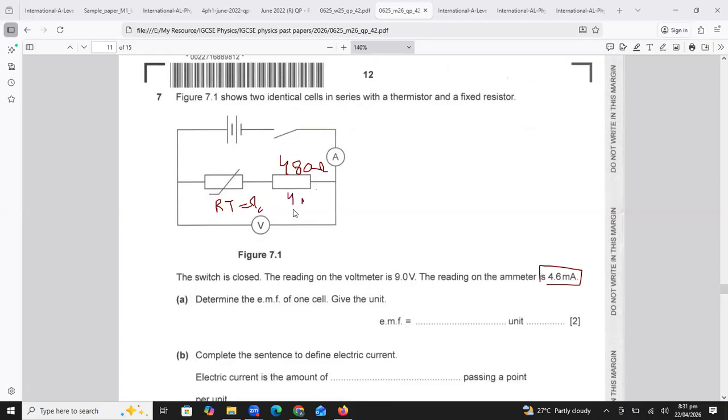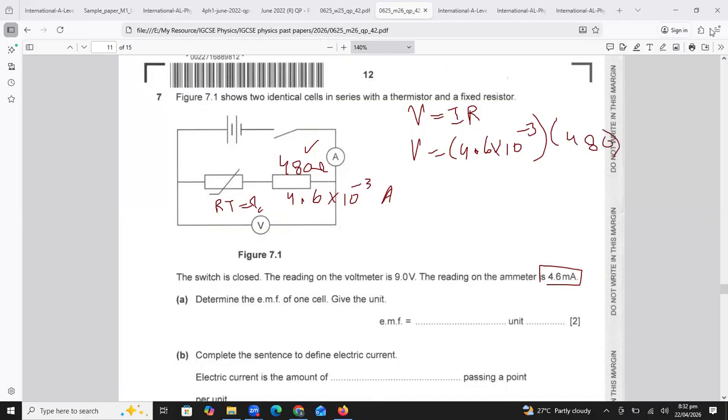Well done, Abdul Rafi. 4.6 milliampere. We have the resistance of this fixed resistor. Can we calculate voltage across this fixed resistor, students? Voltage means potential difference, by using the formula V equals IR. So now I am calculating the potential difference across this fixed resistor. The electric current value is 4.6 into 10 raised to power minus 3 and the resistance is 480 ohm. Now multiply both of them and tell me what potential difference we are getting.